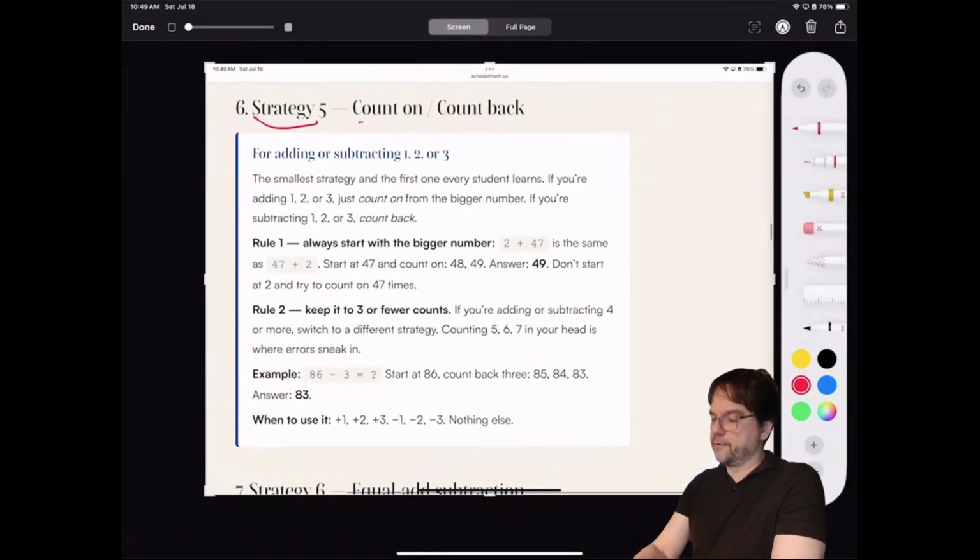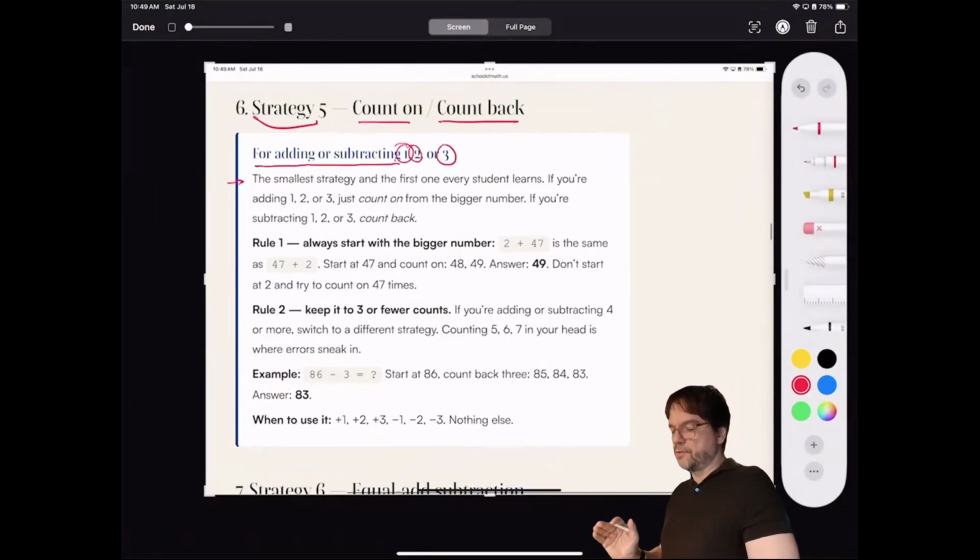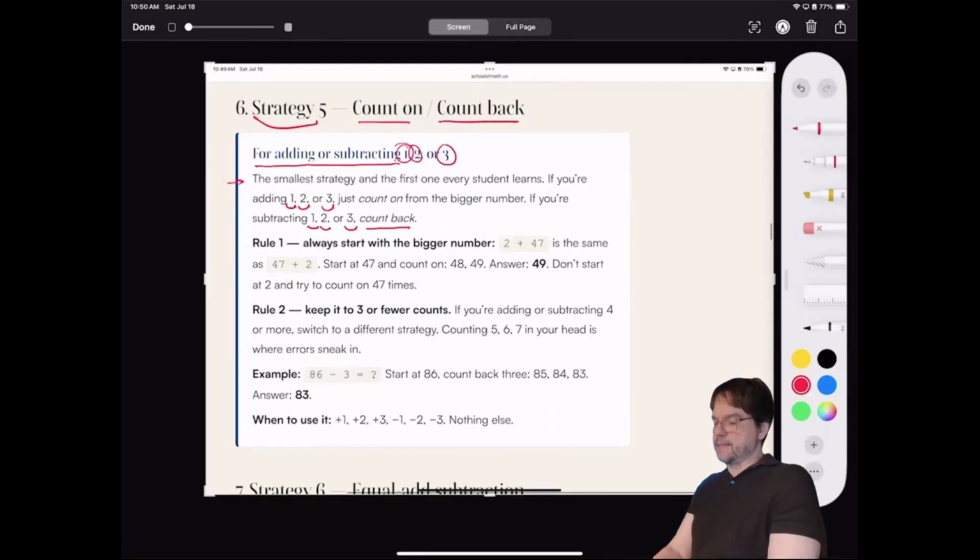Strategy 5. Count on, count back. For adding or subtracting 1, 2, or 3. The simplest strategy and the first one every student learns. If you are adding 1, 2, or 3, just count on from the bigger number. If you are subtracting 1, 2, or 3, count back. Let's see. Rule 1. Always start with the bigger number.